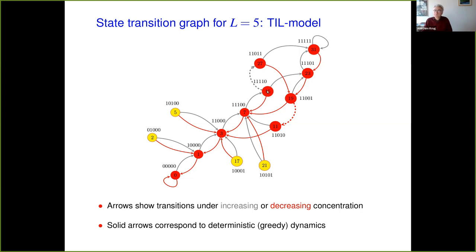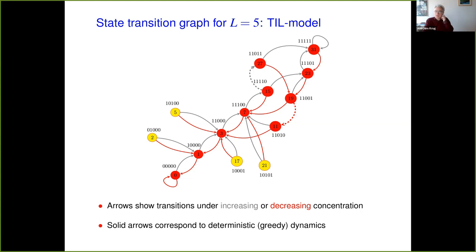But there are other possibilities, and these are indicated by these dashed arrows. For example, in this situation here, you have a greedy transition going to this state and a non-greedy transition going to that state. So this state transition graph encodes the entire dynamics, and you can think about what it predicts, and what it would do under certain protocols of changing the concentration.